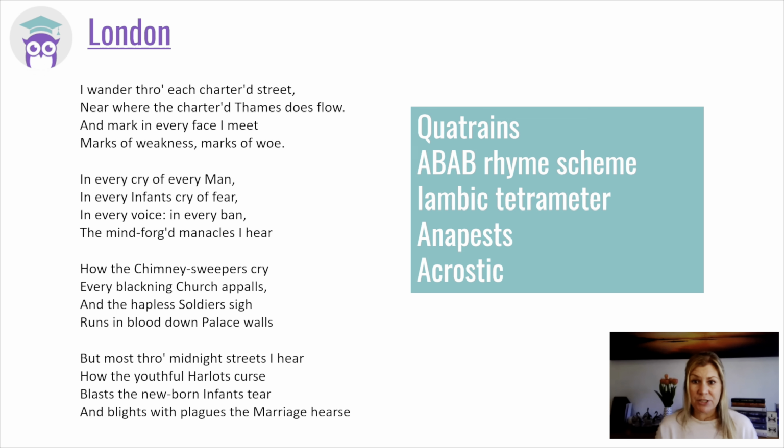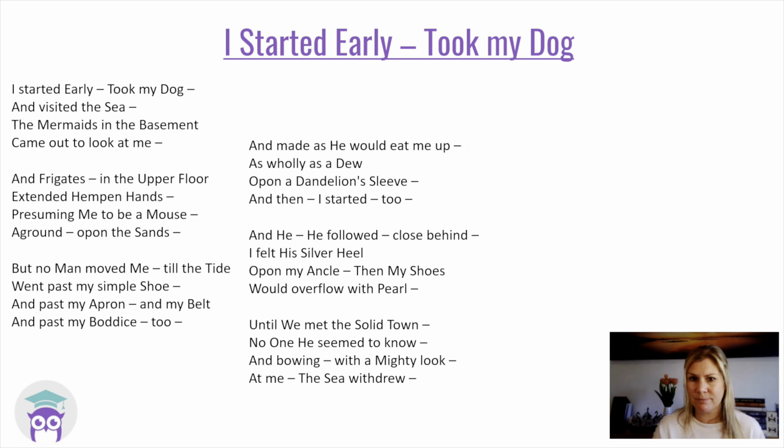Another interpretation is that he uses the AB rhyme scheme because that's quite a positive sing-song kind of rhythm, and he's using that to kind of contrast the suffering of the people.